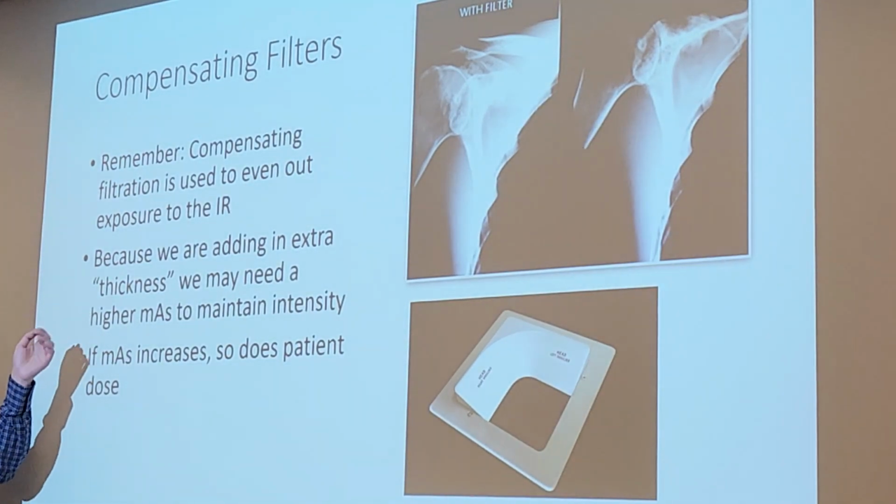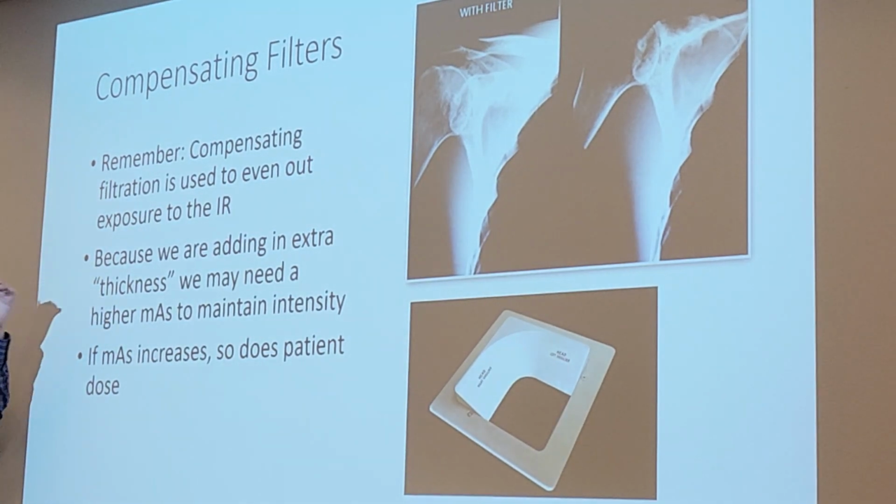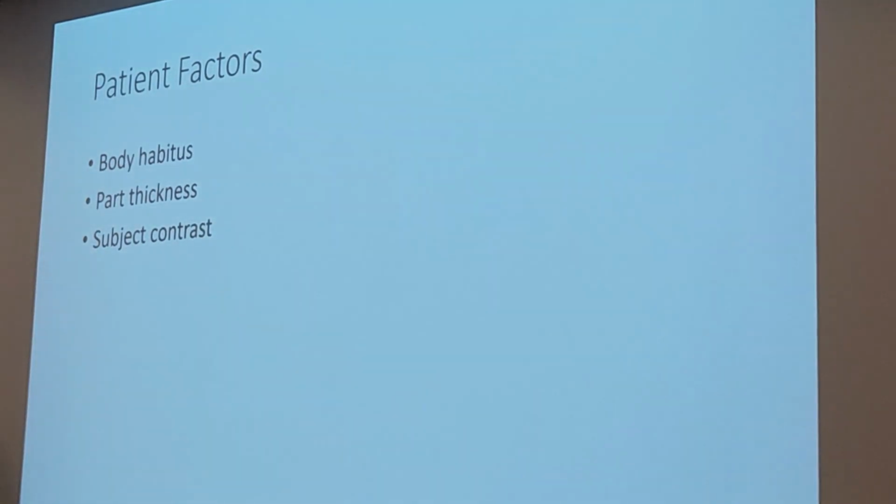Okay, so because we are adding in extra thickness with the compensating filter, sometimes you need to adjust mass slightly higher, right, to make everything nice and even. And remember, when mass goes up, so does patient dose. So if we were not using compensating filtration, then we decrease it. Correct. That's what I would recommend.